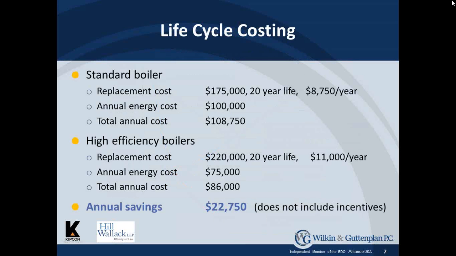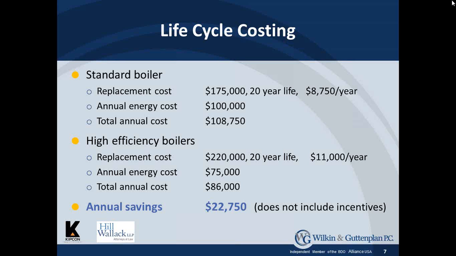Now I want to touch on life cycle costing. When many associations do replacements, they're replacing what's there with something that's very similar to what's there without taking a look at any opportunities for life cycle costing. For example, if you have the boiler I talked about a minute ago, and it has a $175,000 replacement cost with a 20-year life, that means you're paying $8,750 a year for the replacement of the boiler.